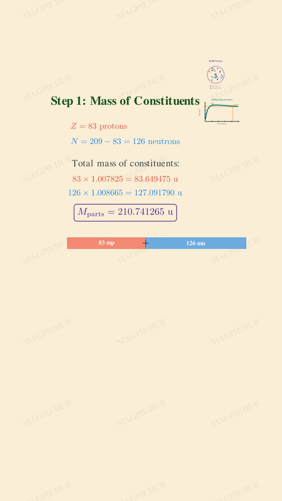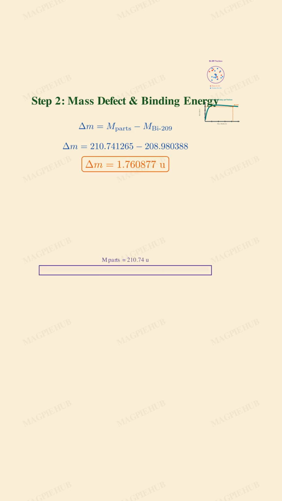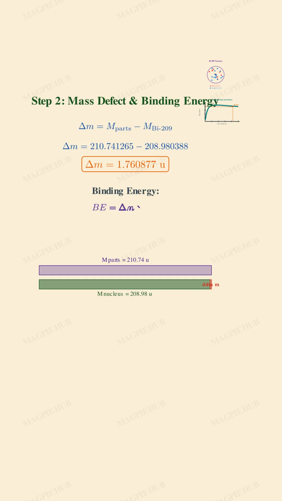Adding these, the total mass of parts equals 210.741265 U. Step 2. The mass defect equals the total mass of parts minus the actual mass of bismuth 209. That is 210.741265 minus 208.980388, which gives a mass defect of 1.760877 atomic mass units.